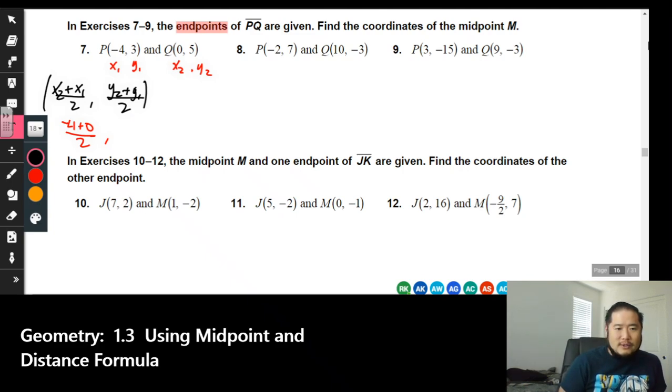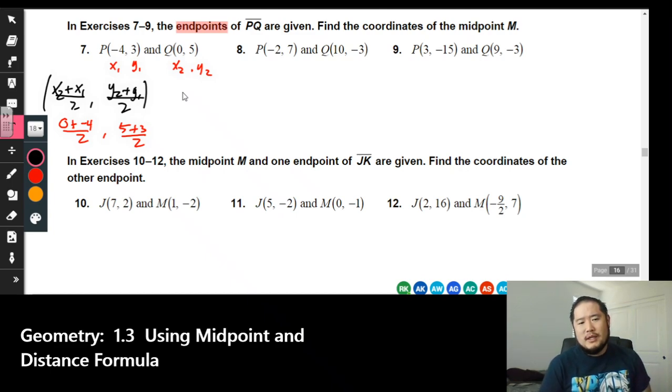Actually sorry, if I were to go back and use the numbers in the correct spots, we can get 0 plus -4 divided by 2, and then we have 5 plus 3 divided by 2. Now, it doesn't matter realistically which numbers you use. As you can see, I substituted x1 in for x2. As long as you are consistent with the numbers, either way works out, okay? But because I already labeled these, might as well put everything together correctly.